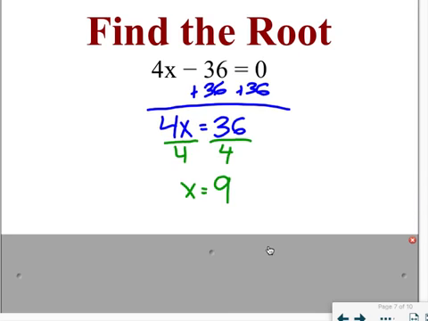You should have gotten an answer of x is equal to 9. If you have questions about that one, please let me know.